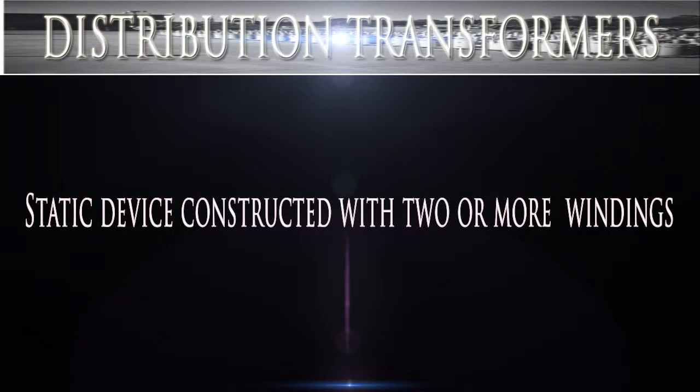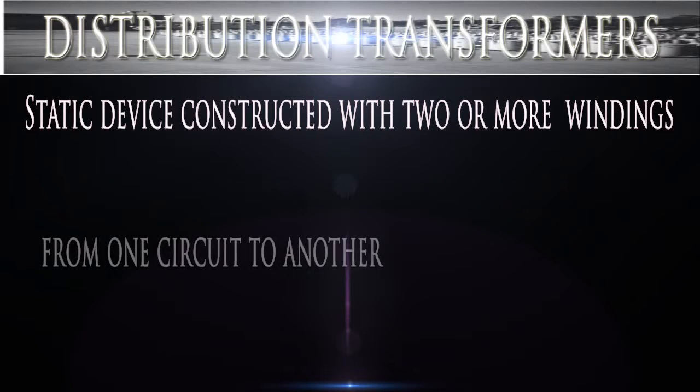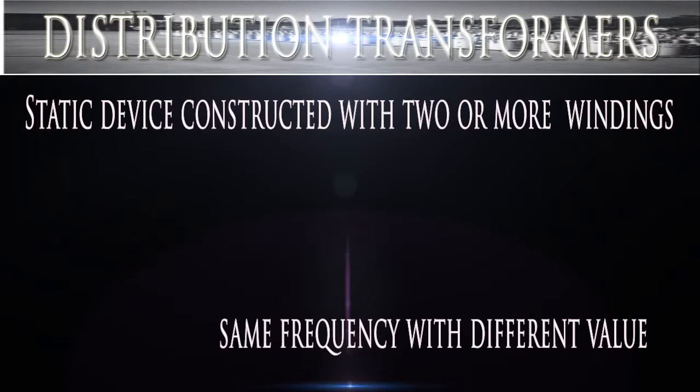A distribution transformer is a static device constructed with two or more windings used to transfer alternating current electric power by electromagnetic induction from one circuit to another at the same frequency but with different values of voltage and current.